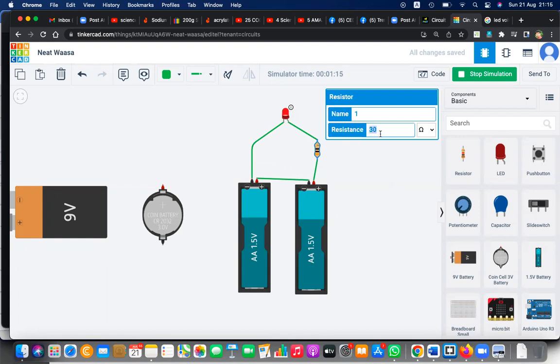See again, 10 ohms, 20 ohms, 30 ohms, 40 ohms. What will happen when I change the resistance? Yes, something is happening. What is that?